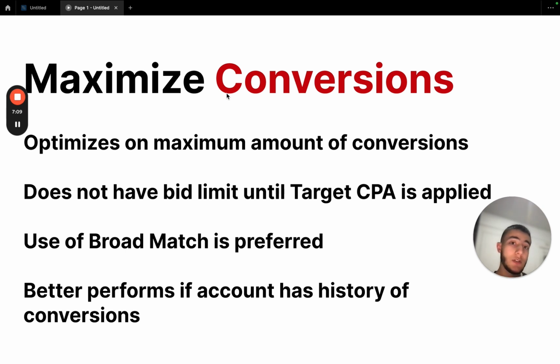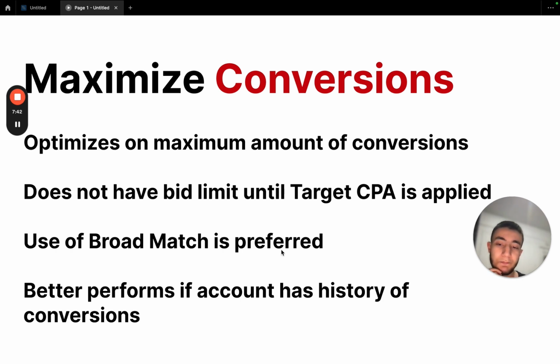If you have a history of conversion data, for example, if you've been running Google Ads for 6 months and you're seeing conversions, you can switch to this bidding strategy and you're going to have good results, because Google AI will train on the conversions which worked for you, and it will show the ad to the people who are most likely to convert based on your business. And using broad match in this case is preferred.